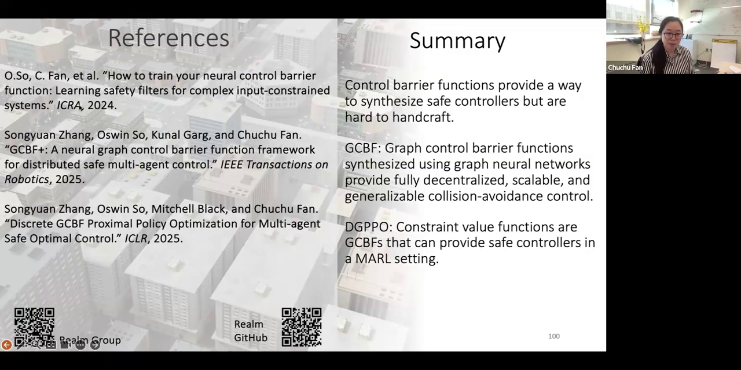The two papers I covered today are the GCBF paper that was eventually published at the Transactions on Robotics this year, and also the ICLR work. For the safety filter work that I didn't get a chance to introduce today, we have an ICRA paper last year called How to Train Your Neural Control Barrier Function. This one talks about the idea of using the barrier function as a standalone safety filter. And if you have questions, I'd be happy to discuss those.